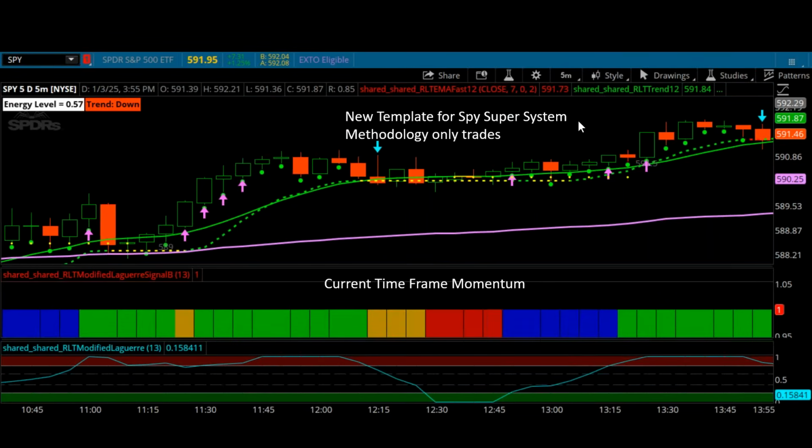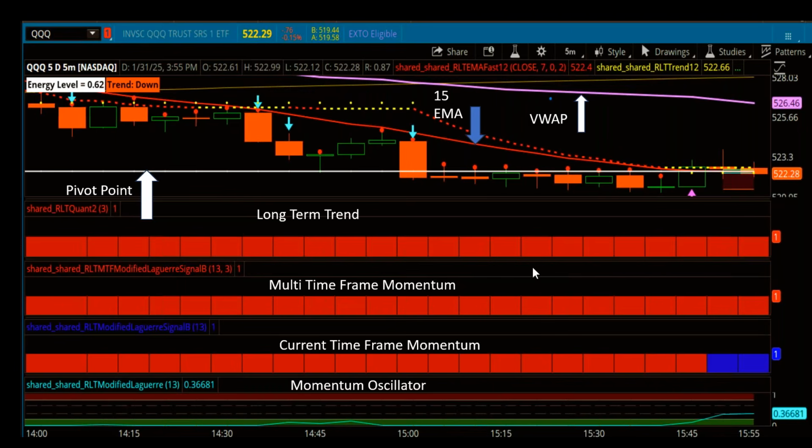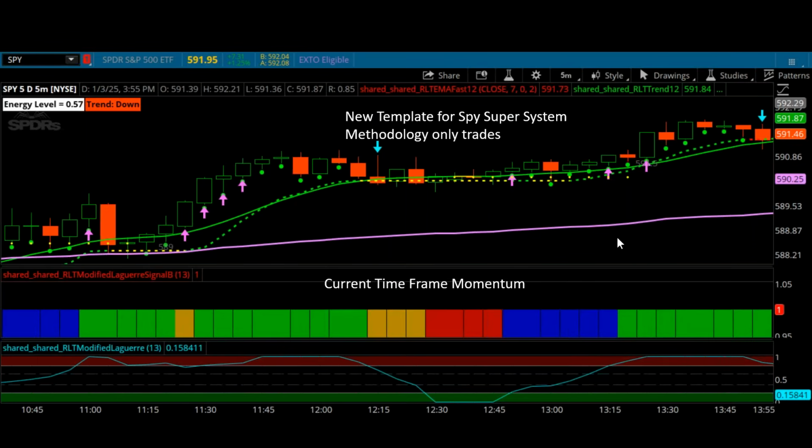Okay, now this is one template that you get if you buy the software, and you can use this one for swing trades or intraday short-term trades. But if you're just interested in using the SPY super system for indexes, for example, short-term trades on the IWM, the Qs, or the SPY, then this is the template you can get. It comes with the system. You can swap them back and forth. Again, you can see it's got the VWAP on here, it's got the 15 EMA on here, the two levels that we use for support and resistance, and it's got the current time frame momentum.